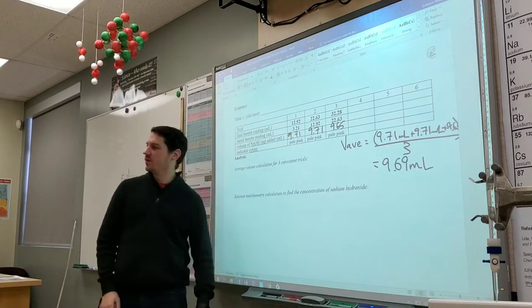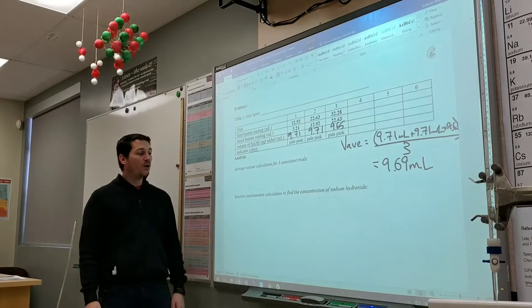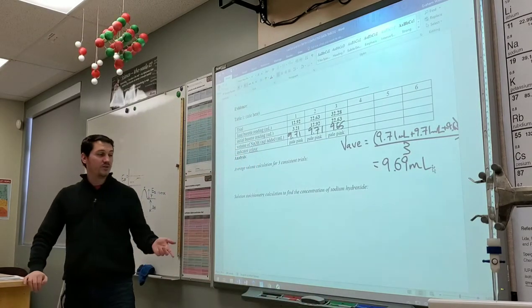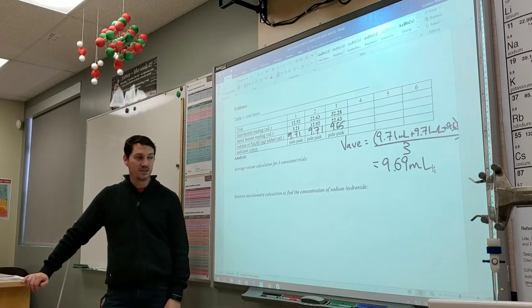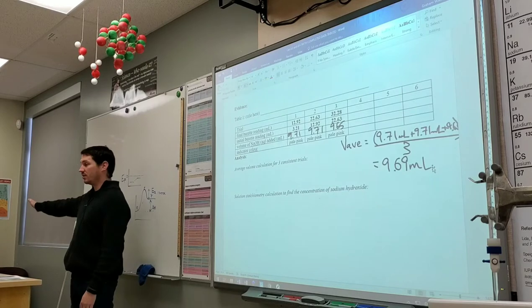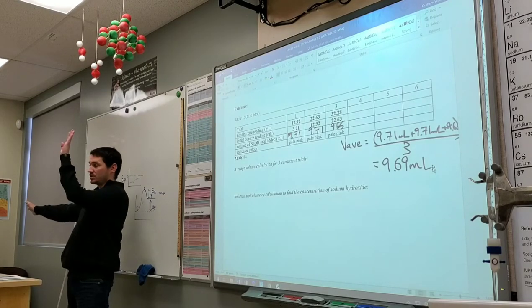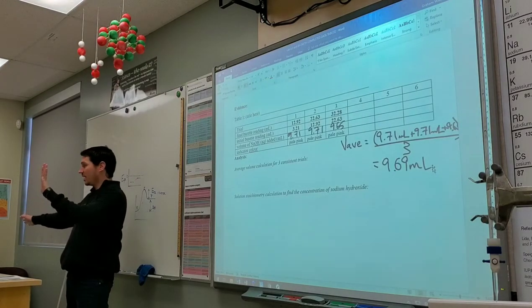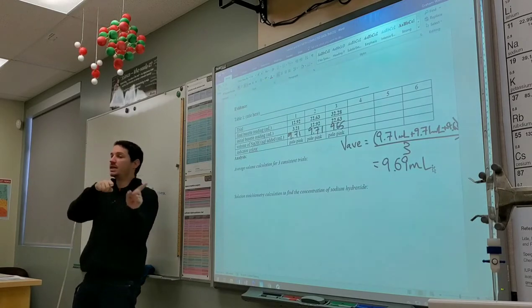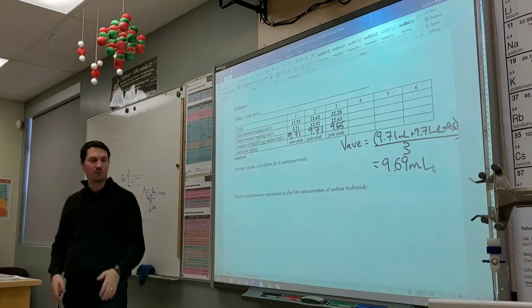Sure. That was the average volume, 9.69 milliliters. Okay, well, let's do our solution stoichiometry to calculate the concentration of the sodium hydroxide. Remember, we used the primary standard to get the concentration of the titrant, and then on the last day we used the concentration of the titrant to get the concentration of our vinegar. That was the whole point.